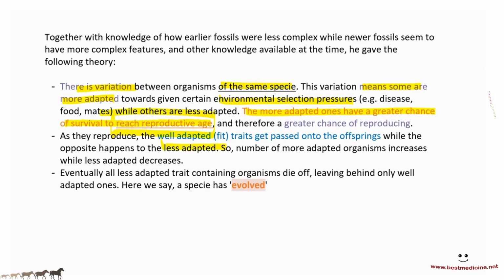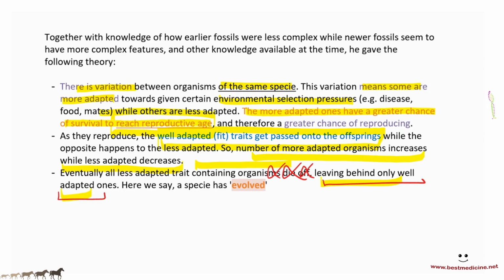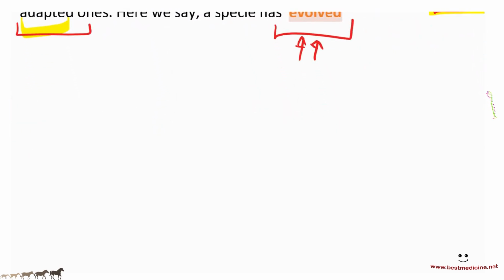So as they reproduce, the well-adapted trait gets passed on to the offspring, and the less adapted one does not. Okay, so while the opposite happens to the less adapted. So the number of more adapted organisms increases while less adapted decreases. And eventually all less adapted trait containing organisms die off, leaving behind only well adapted ones. And at that point, when we have complete removal of the original species, and only the new ones, the evolved ones are there, we say the species has evolved. Okay? And again, that variation obviously has to be inheritable.